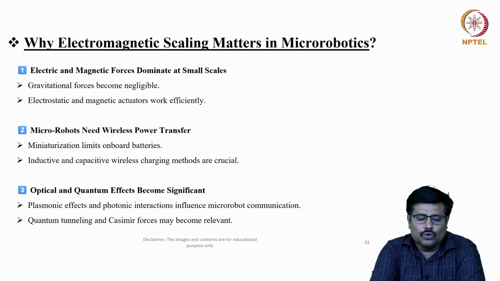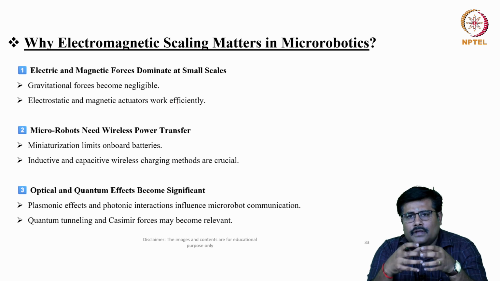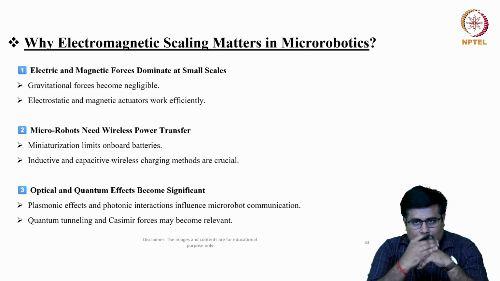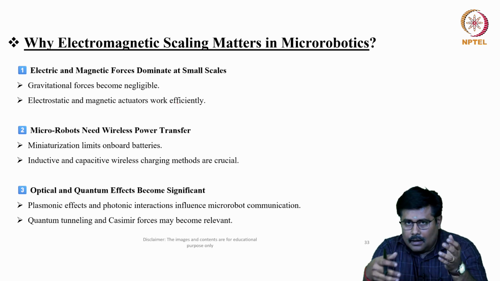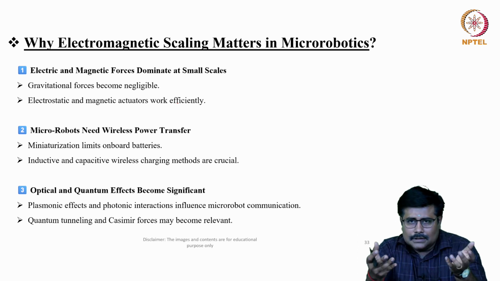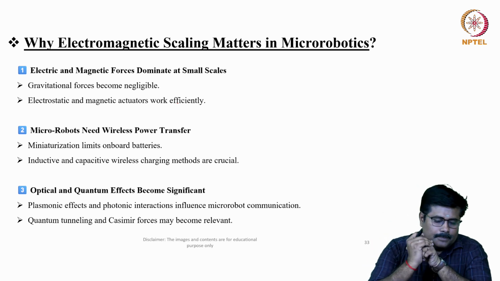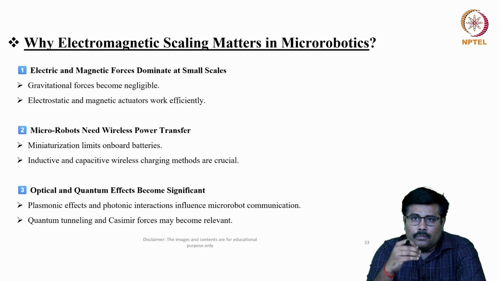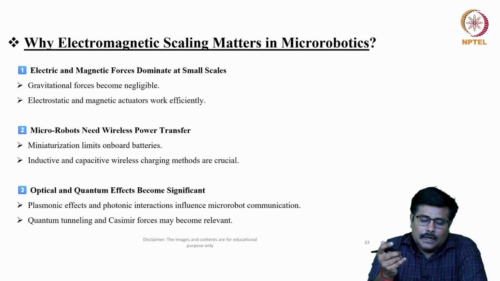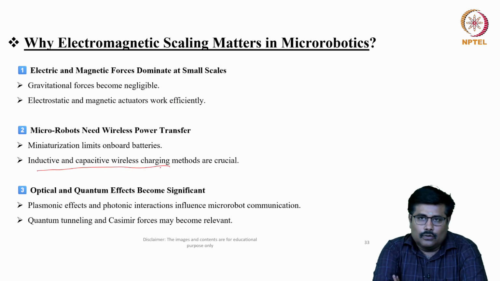Next, from a charge perspective, energy management in a micro robotic system is one of the key challenges which needs to be addressed. In fact, people are attempting different types of methodologies. In our lectures, we will also be discussing more on such power management for micro robotic systems, and how those problems are addressed. Miniaturization limits the onboard batteries in the system, so there is a need to go for inductive, capacitive, and wireless charging methods, which are considered crucial.